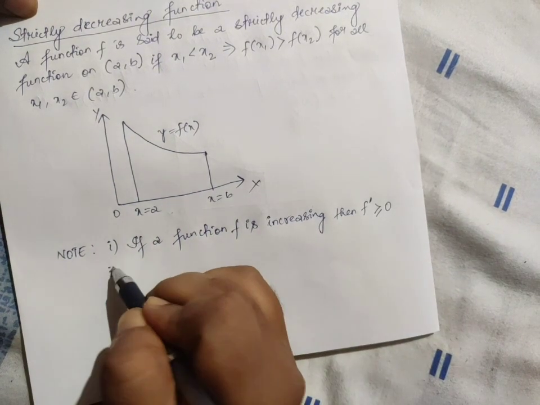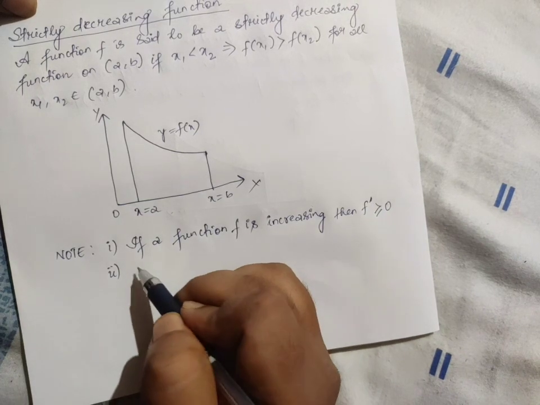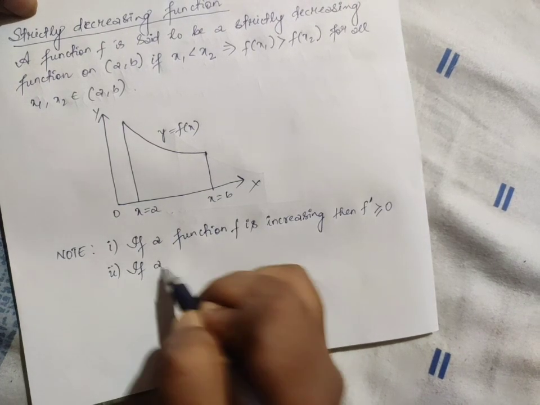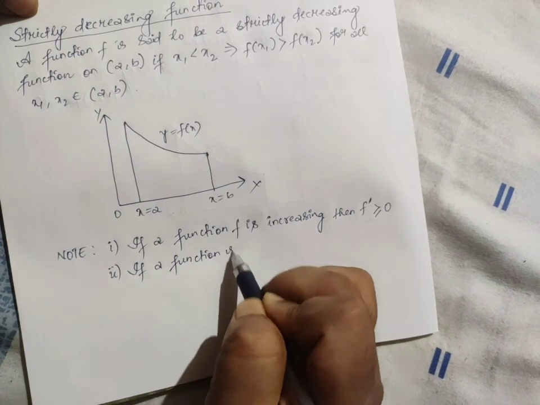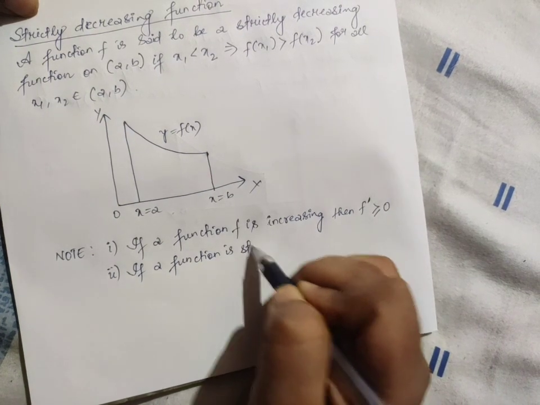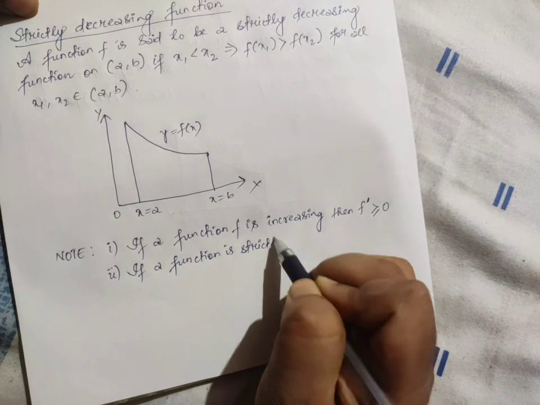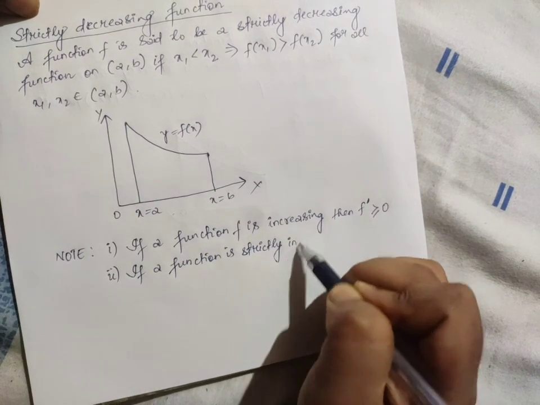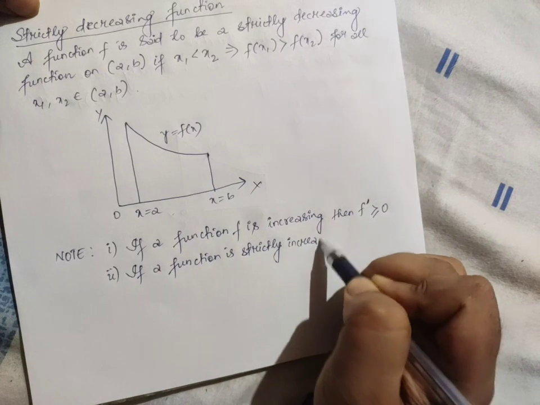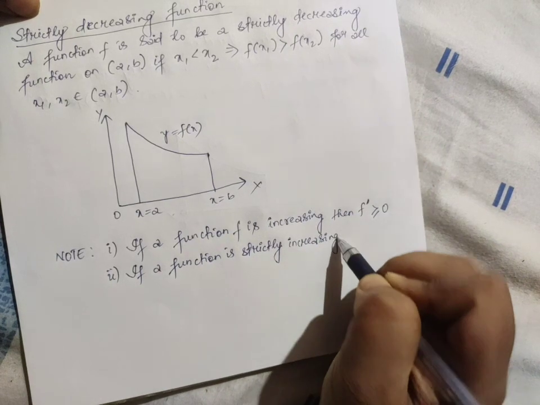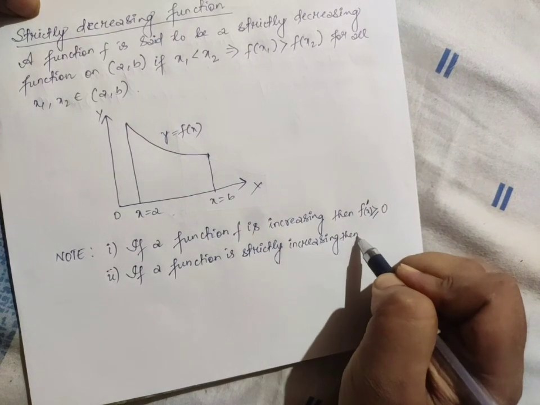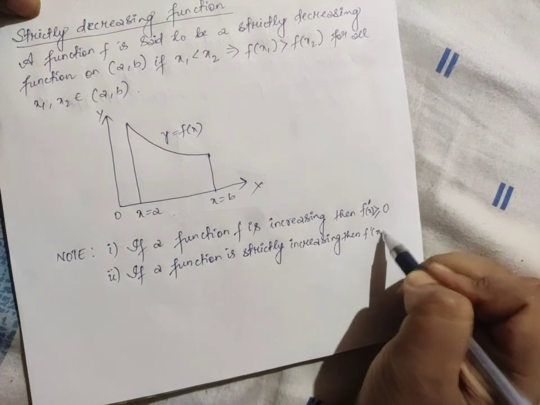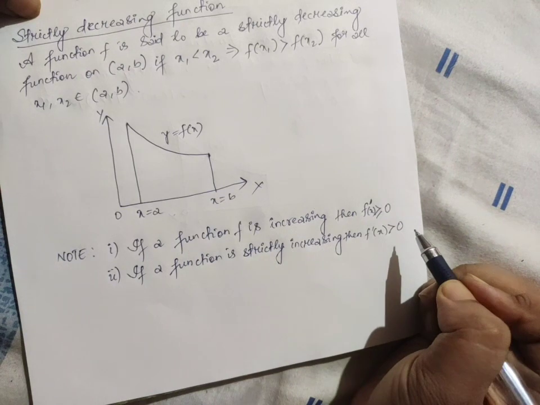Then next one, if a function is strictly increasing, you can write here f dash x, then this f dash x will be greater than 0.